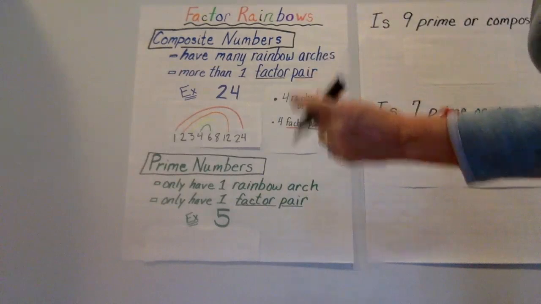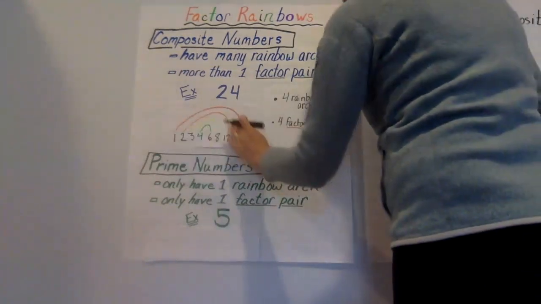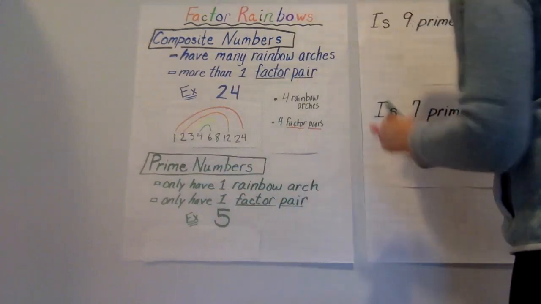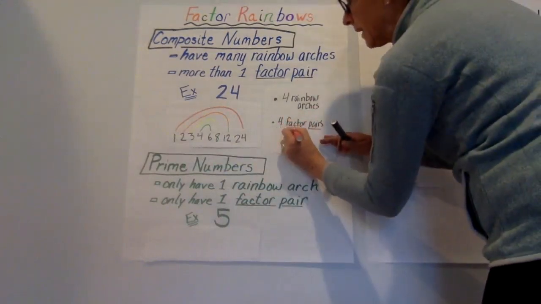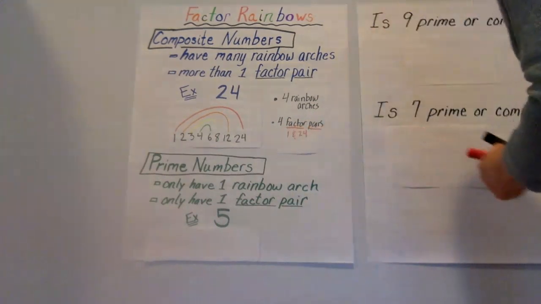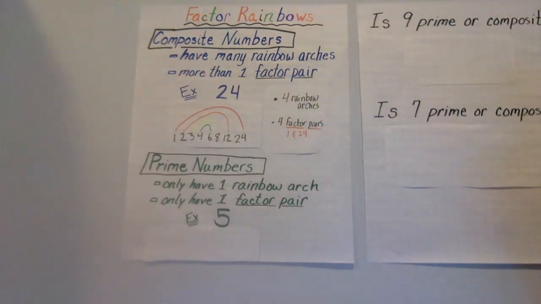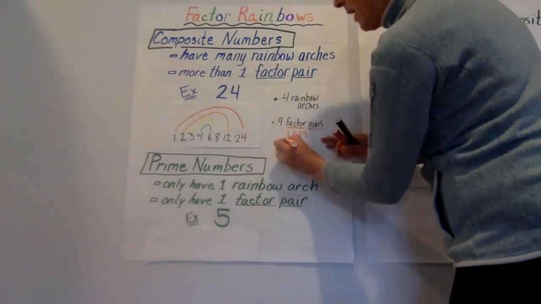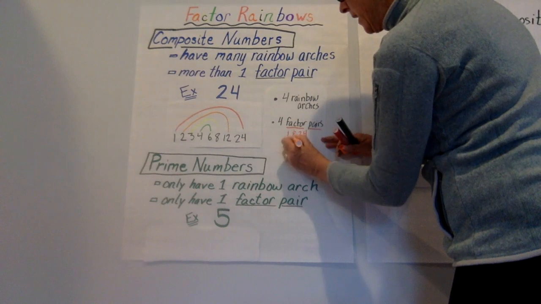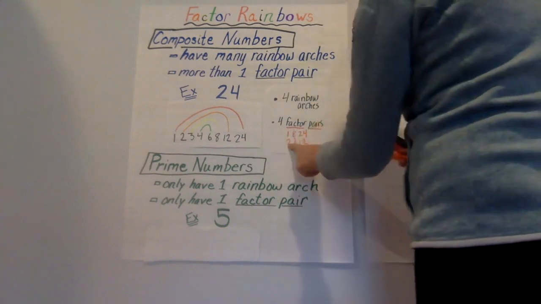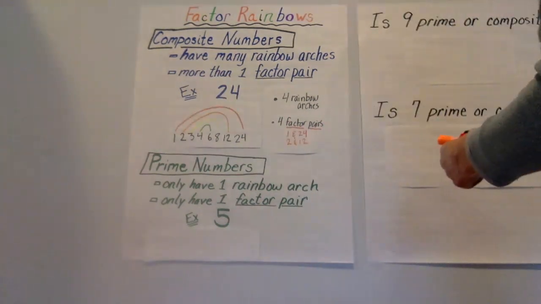Well, the factor pairs are the numbers that attach to each arch. So I know that 1 and 24 are factor pairs because 1 times 24 equals 24. I know that 2 and 12 are factor pairs because 2 times 12 equals 24.